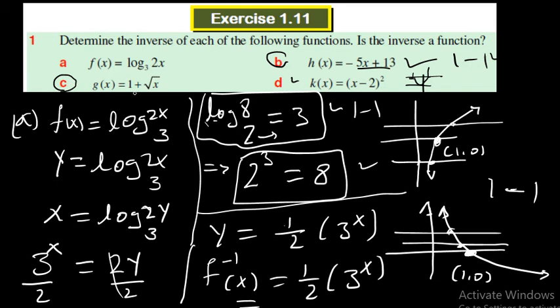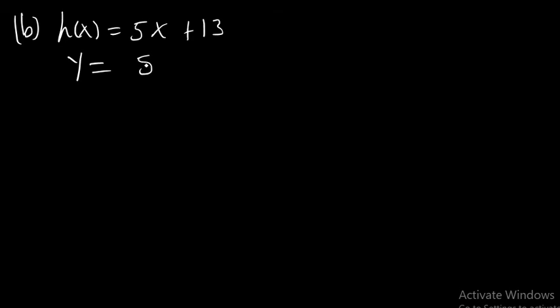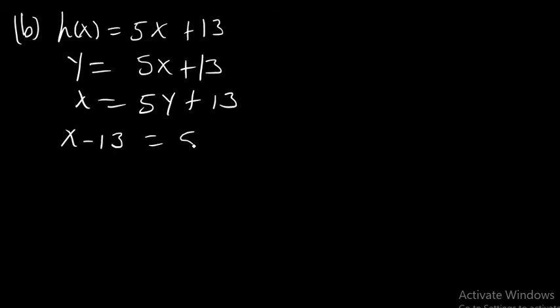The first one, let's do B, which is h of x is equal to 5x plus 13. Since it's linear, no need to check anything. Simply y is equal to 5x plus 13. So x is equal to 5y plus 13. So reshuffle. X minus 13 is equal to 5y. I just brought the 13 here, then divide both sides by 5.